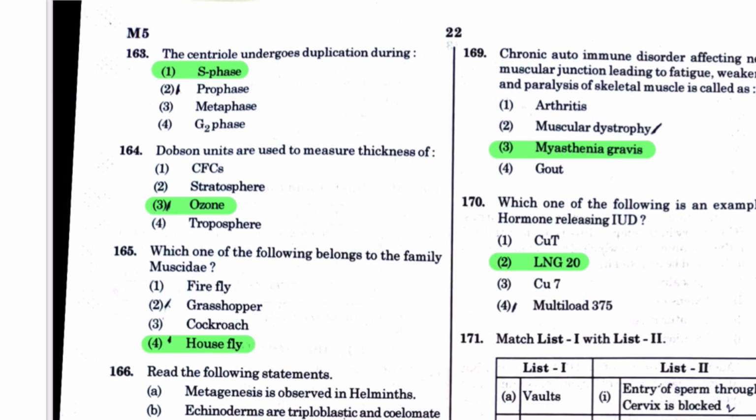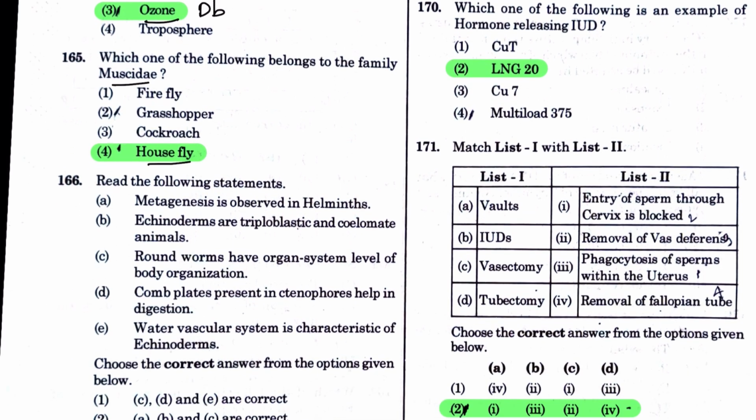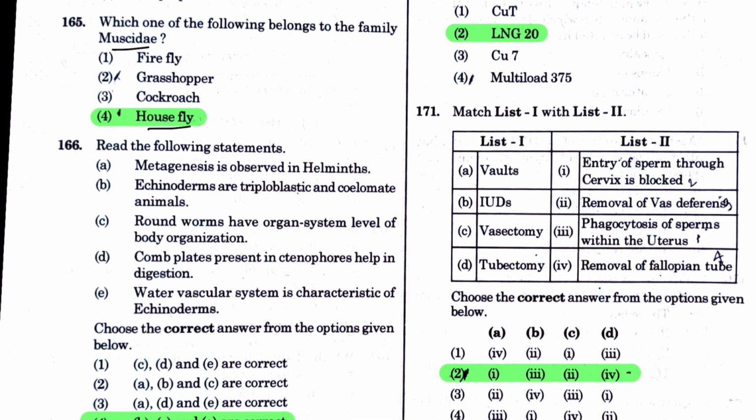Okay, so 163, centriole duplication occurs during. Okay, so centriole duplication and DNA replication both takes place at S phase. Okay, next question. Dobson unit are used to measure the thickness of ozone. Ozone thickness is measured with the help of Dobson unit, dB, right? Okay, which of the following belongs to the family Muscidae? Okay, housefly, right?